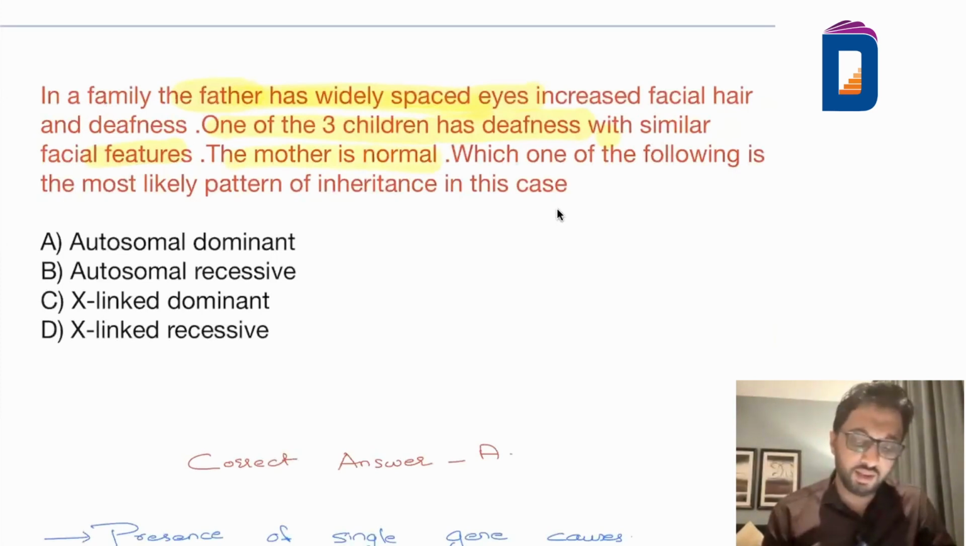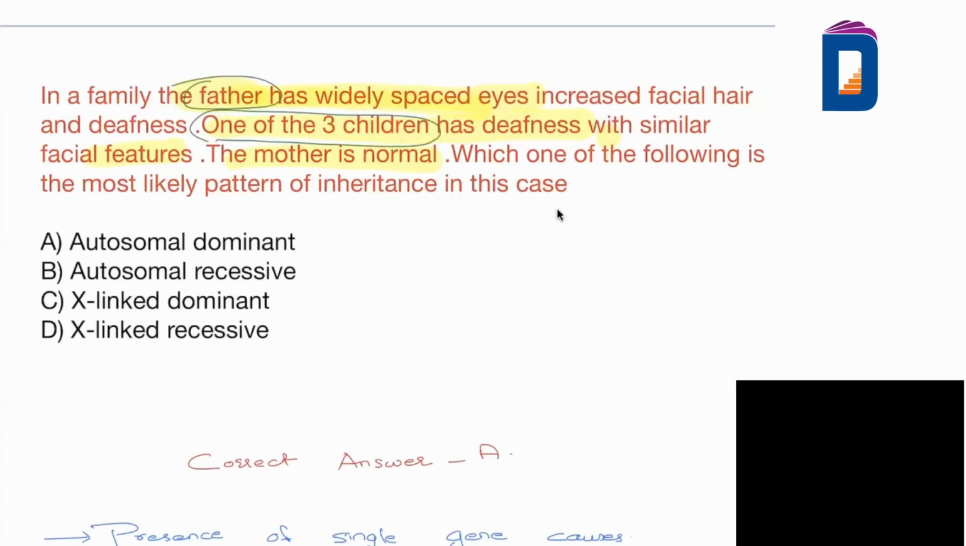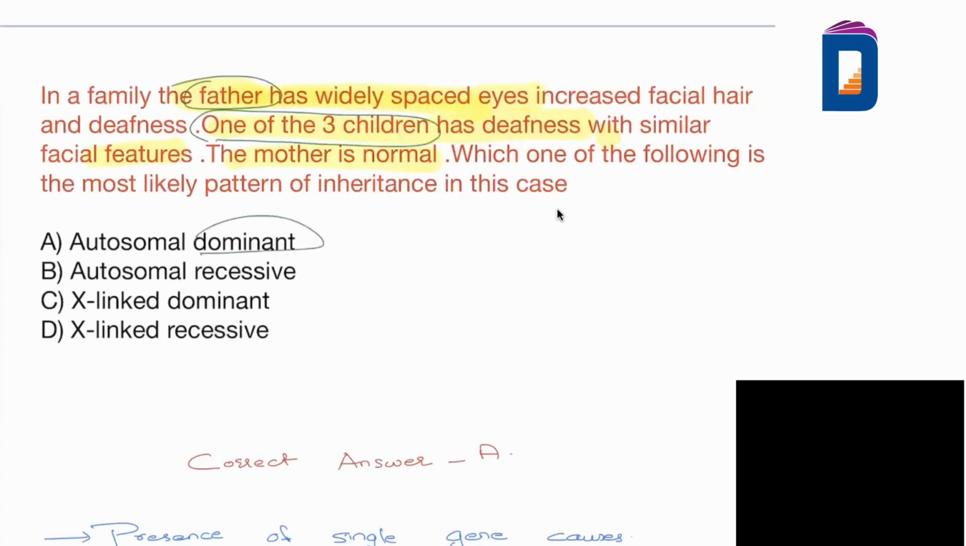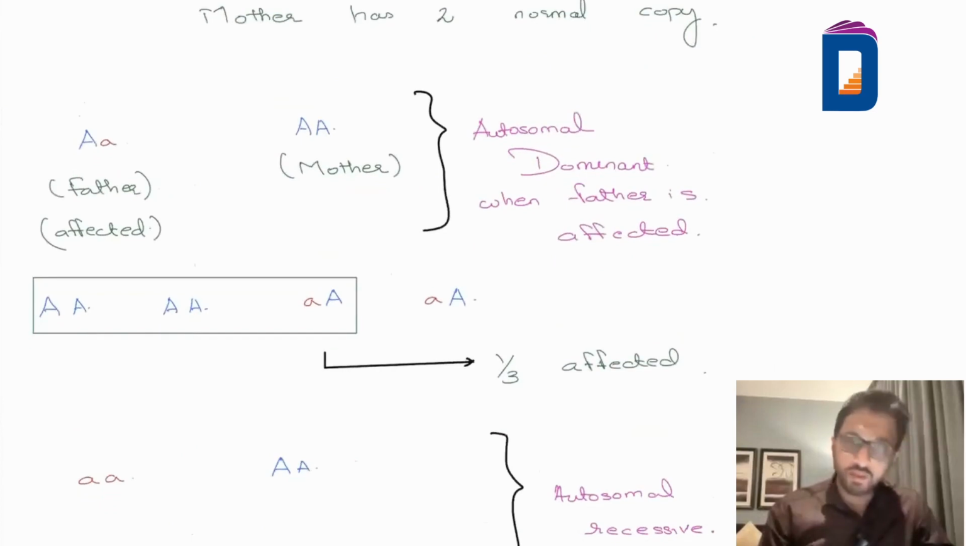So it's very, very clear. Two things. It is autosomal. One parent is affected means what? At least one parent is affected in autosomal. Dominant. So that's the answer. Simple, isn't it? So understood.